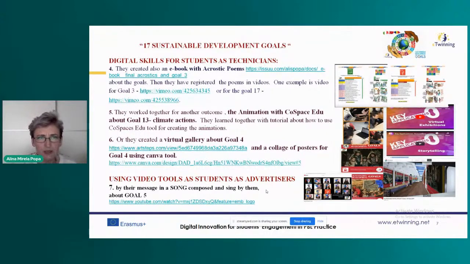Because I'm pressed for time, here I want to tell you that students created acrostic poems that we made on a Google Sheet, and every student wrote some phrases with rhymes, and finally we created a book that we uploaded in the tool called issuu.com, and we created a wonderful book. You can see the book here, and of course they found some drawings on the internet. These are not our drawings, but we had inspiration from that, and we created an ebook with acrostic poems about the goals that we studied in the project.